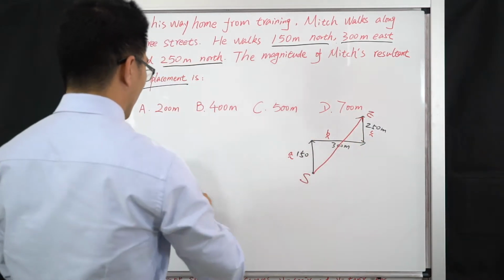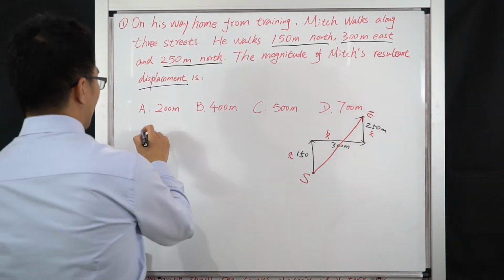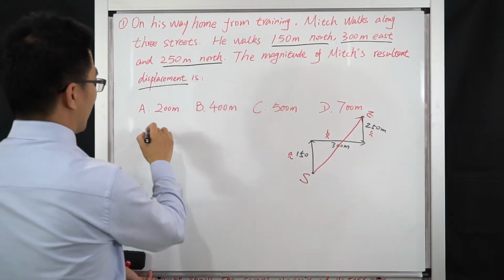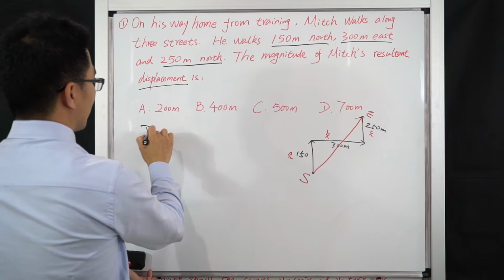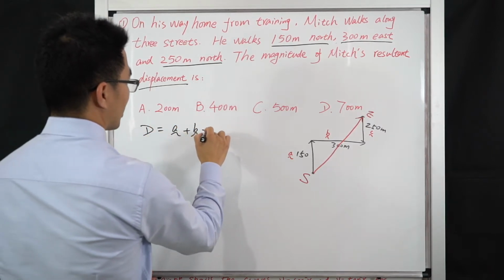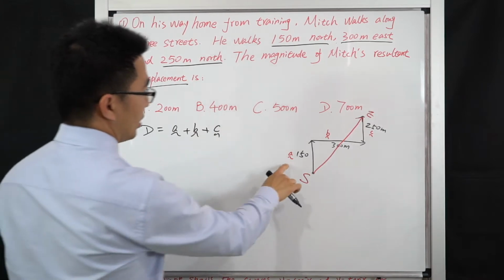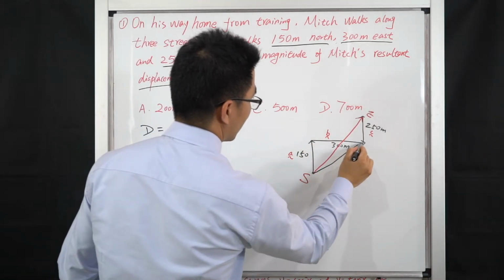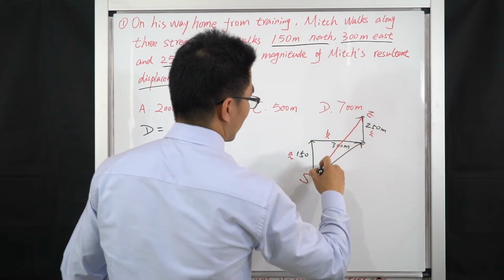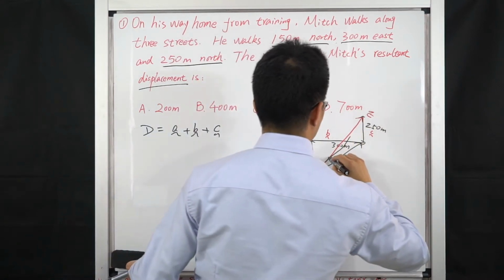Right? Okay, so since this is a multiple choice question, we can say the displacement equals A plus B plus C. Okay, so A plus B starts from here, and then this one plus C would equal this one.